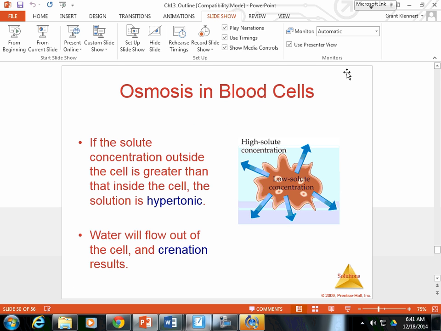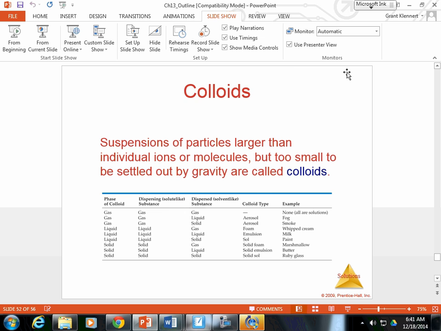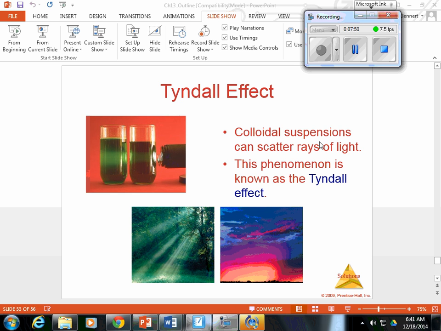Osmosis happens in blood cells all the time. Like I said, this is more of a biochem thing. I'm just showing a couple examples of where osmosis can happen. It happens in blood cells. It happens in regular cells. And it exists all over the place. So that is all we have. Don't worry about the Tyndall effect or colloids. We're going to talk about those a little later when we talk more about solutions and suspensions and precipitates in the next chapter.